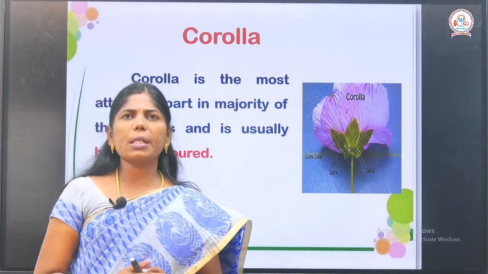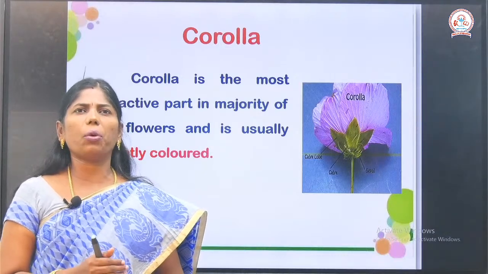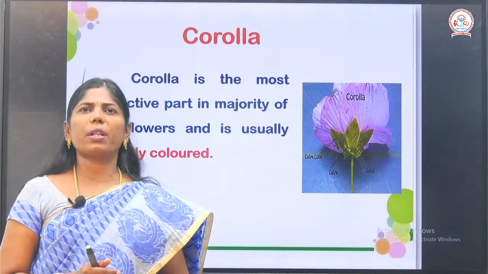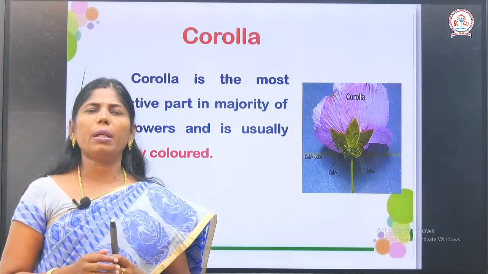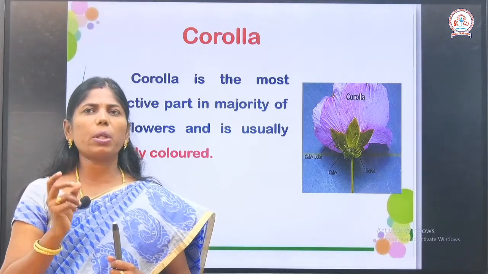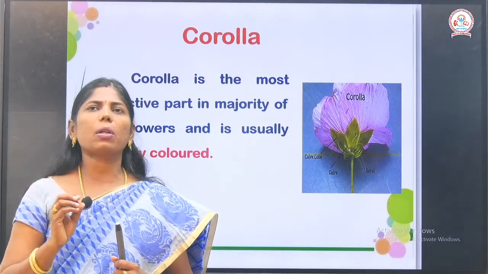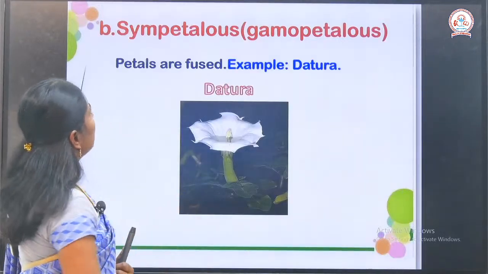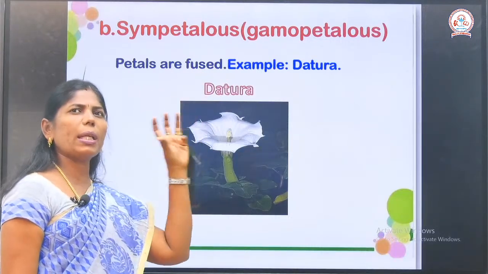Next we are going to discuss the corolla. Okay, the second whorl of the flower is the corolla. Corolla is a very colorful part which attracts insects for pollination. It may be united or it may be free. The corolla is made up of petals. If the petals are together, that is gamopetalous. If they are free, that is called polypetalous. Sympetalous is otherwise called gamopetalous. Gamopetalous means united.